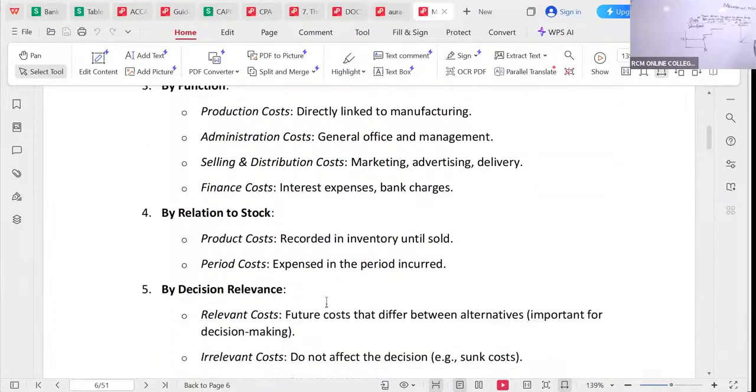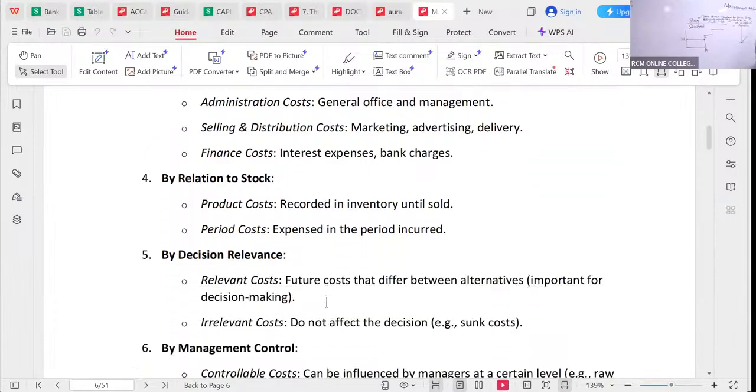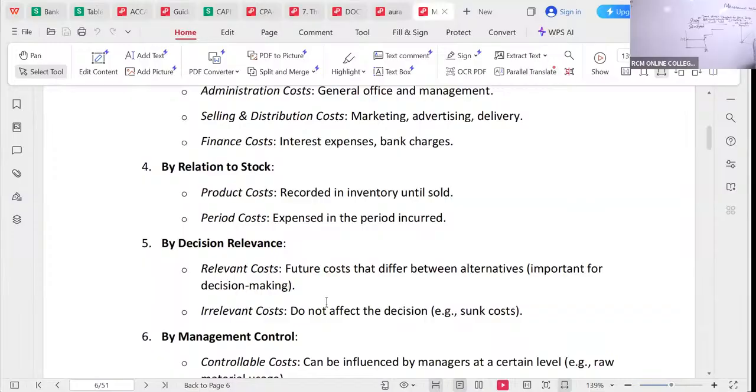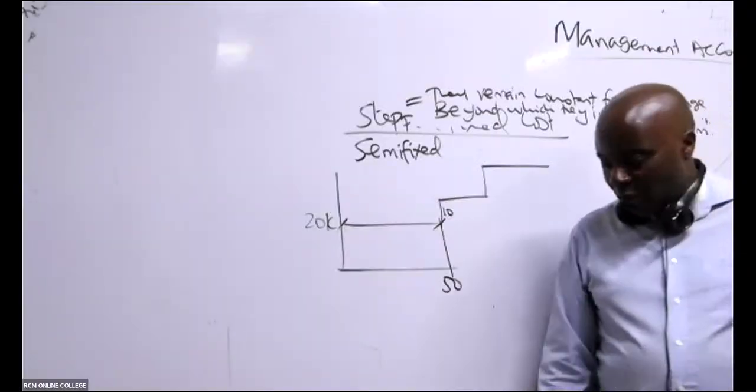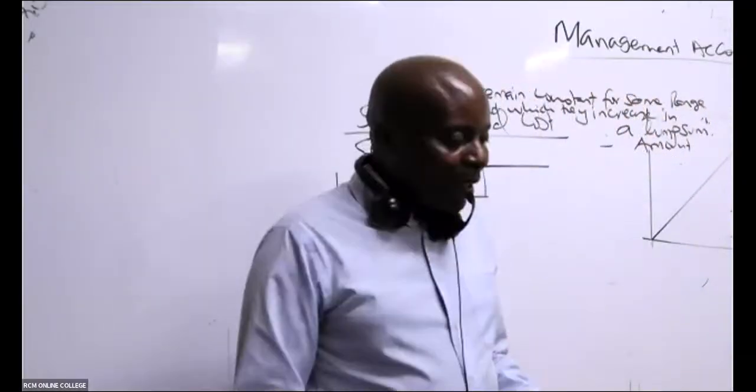By decision relevance. Decision relevance, we have those costs that are relevant and others are what here? Irrelevant. So relevant costs, these are costs that are futuristic in nature. Future costs that differ between alternatives, important for decision making. And then irrelevant costs, which are also known as sunk costs. Sunk costs. Sunk costs. In this case here, they don't affect what here? Decisions.